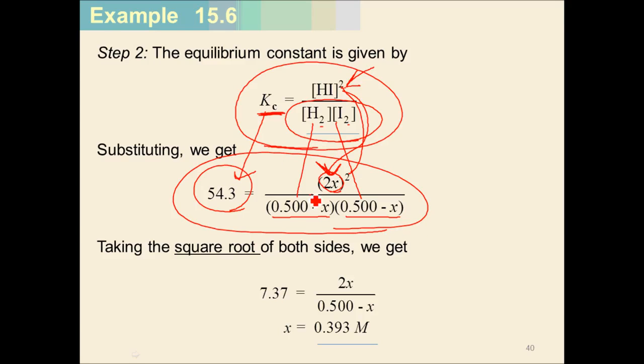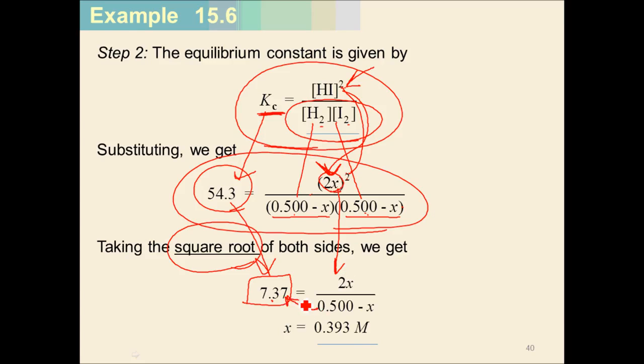How do you solve it mathematically? Well, what you do is take the square root of both sides. When you have these obvious values, this is (0.5 minus X) squared, right? And you have (2X) squared up here. When you have a problem that looks like this, take the square root of both sides. So the square root of 54.3 is 7.37. The (2X) squared reduces down to 2X, and the (0.5 minus X) squared is just 0.5 minus X.